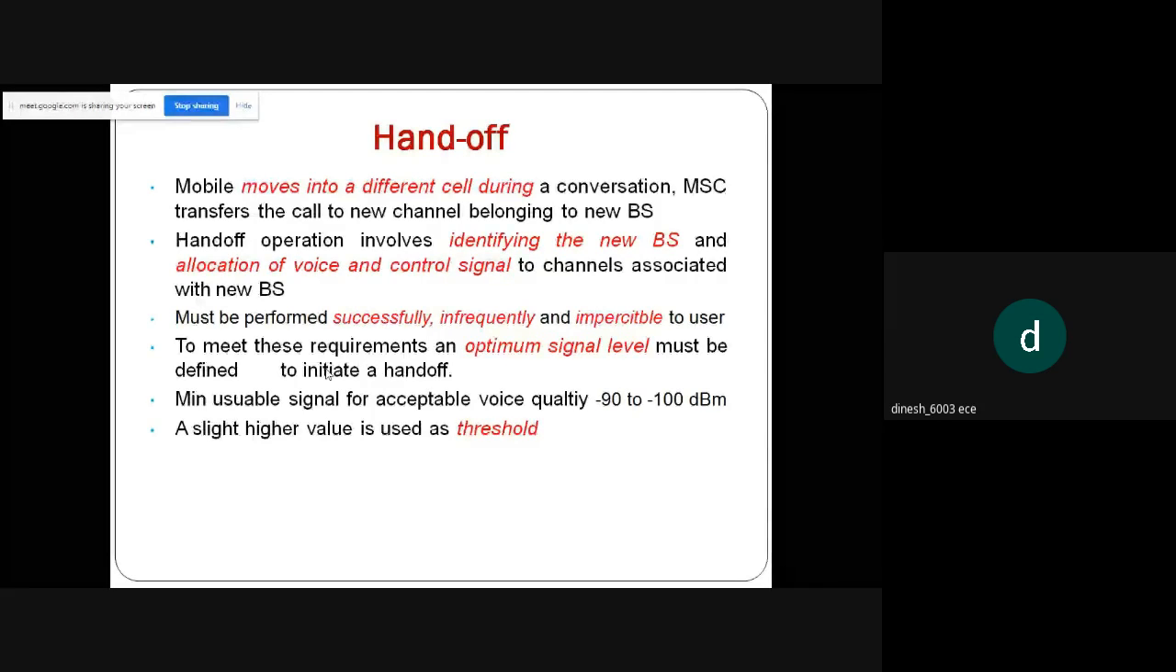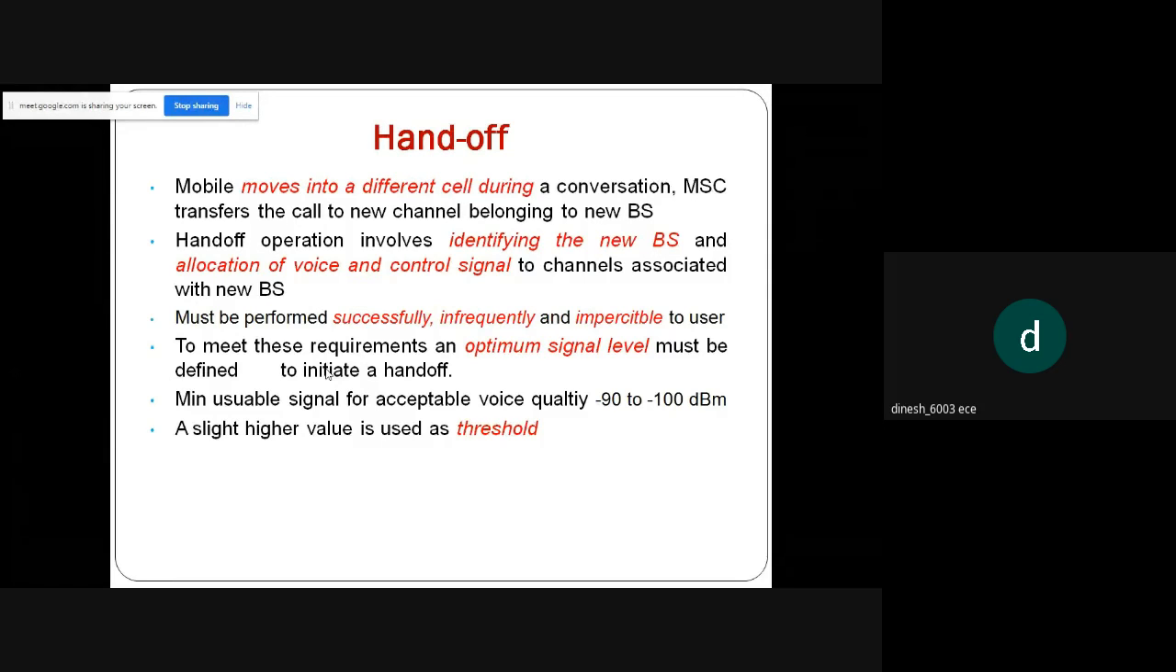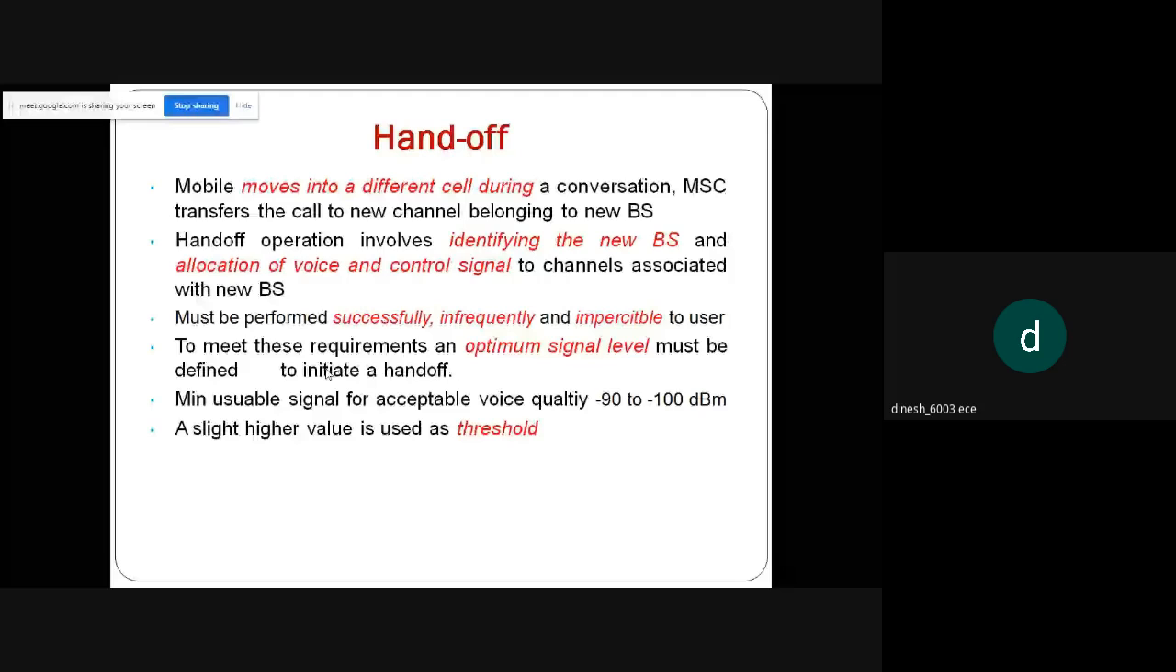This handoff operation involves identifying the new base station and allocating voice and control signals to channels associated with the new base station. This must be performed successfully, infrequently, and imperceptibly to the user, and should not cause any mishaps to the user. To meet these requirements, an optimum signal level must be defined to initiate a handoff. If the signal level falls below a threshold level, the call will be cut. That is what we call call dropping.